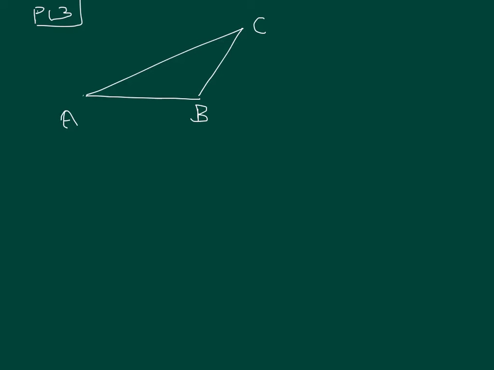Problem 13. In triangle ABC, I always draw what looks like an equilateral triangle, so let me just do it differently. ABC, CD is a bisector of angle ACB. So I'm going to draw that. That's a bisector, so those two angles are exactly the same. Which of the following conjectures is true?